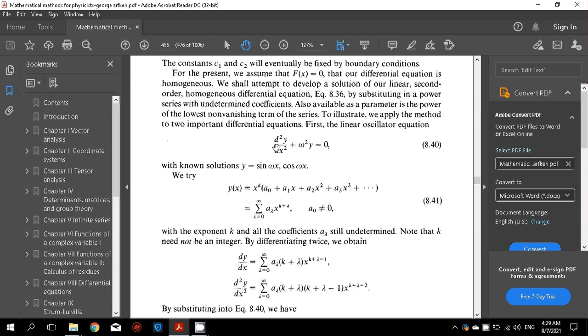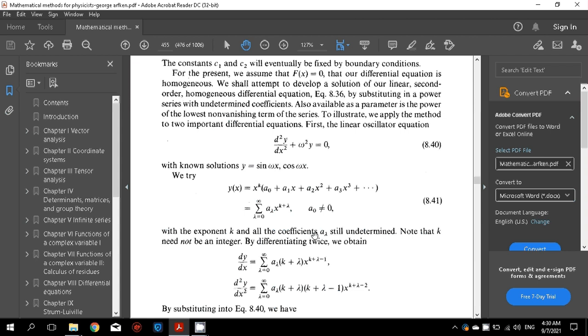Now as a prototype, we will discuss this technique using this famous equation, which is in fact the equation of a harmonic oscillator: y double dash plus omega square y is equal to 0, where omega is the frequency of the harmonic oscillator. So we will elaborate this technique by solving this equation using the Frobenius series method.